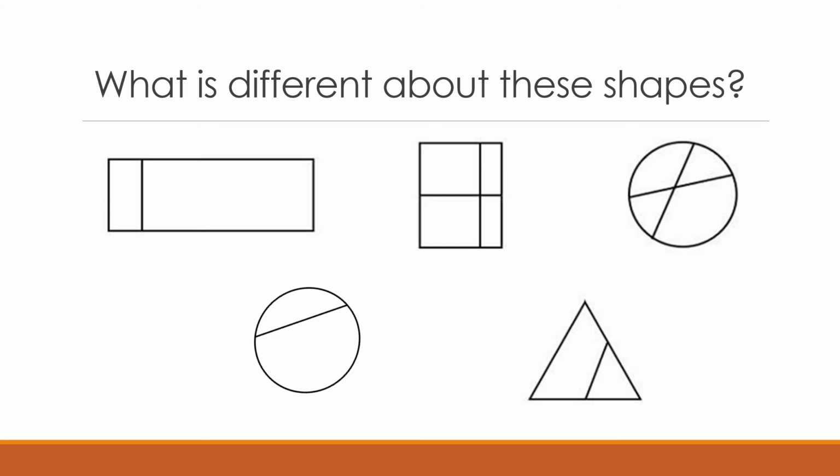For example, if 2 friends wanted to share this cookie, the 2 pieces are not equal parts, so the cookie would not be shared fairly. So what do you think about the rest of these shapes? Would they be shared fairly? If these shapes were cookies, they would not be shared fairly because the pieces of cookies would be different sizes.